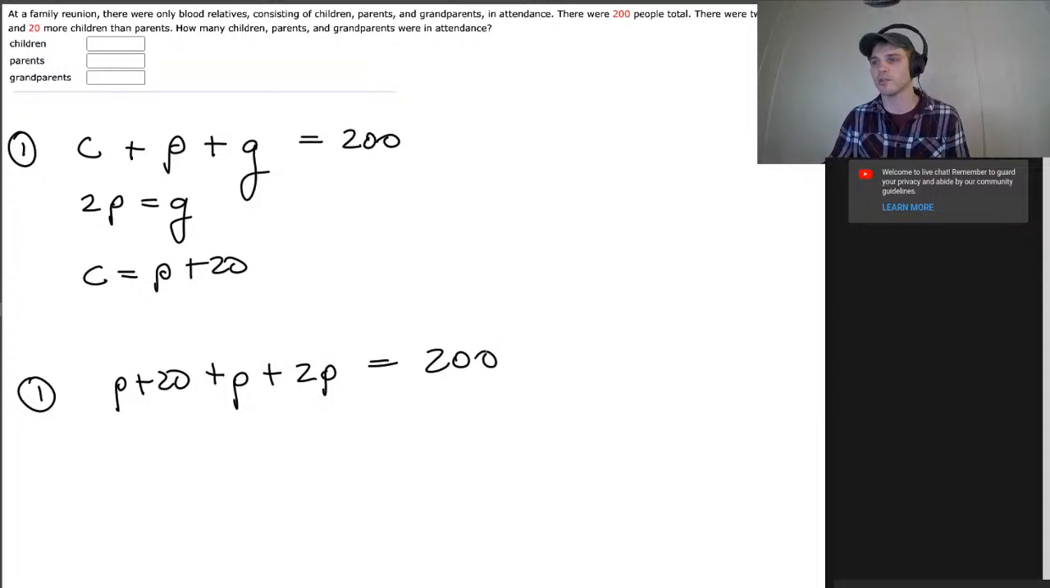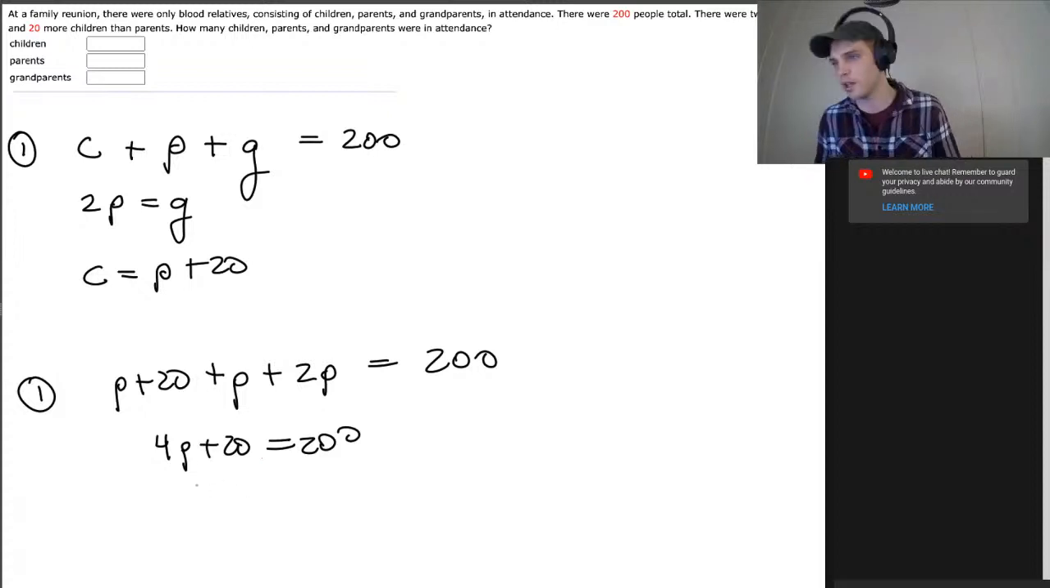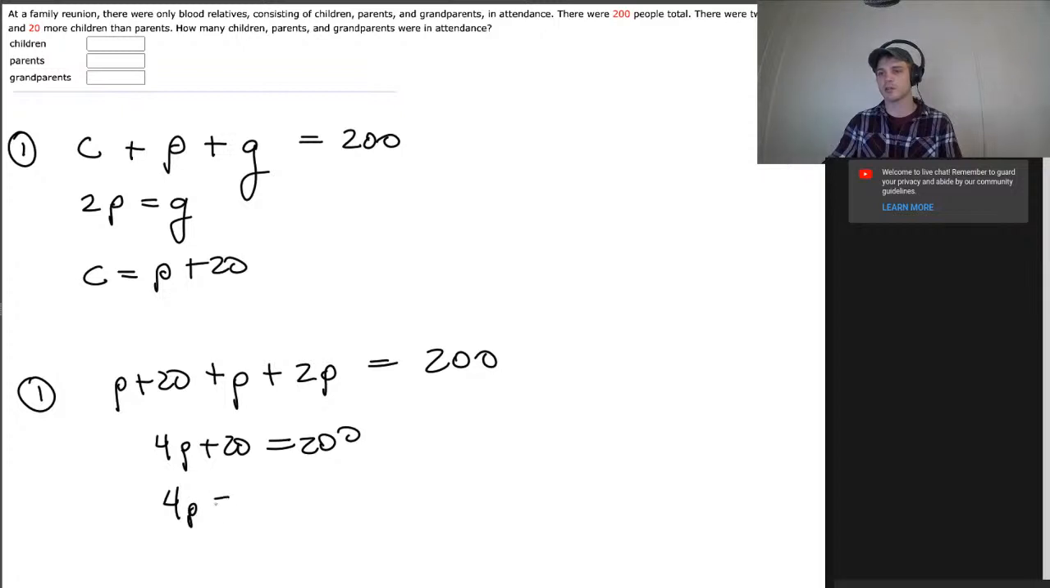So this whole thing is equal to 200. Let's combine like terms. We've got P plus 2P, so that's 4P, plus 20 equals 200. And we can solve this. This is just one unknown. So I'll subtract 20 from both sides, and then divide by 4. So this is going to be what? This is going to be 45. And 60 plus 20. Yeah. Okay, so P is 45.